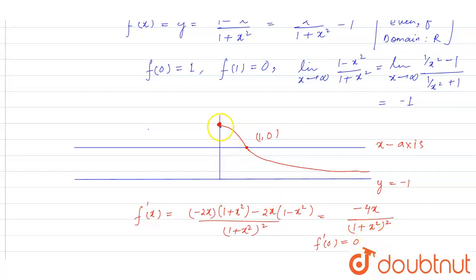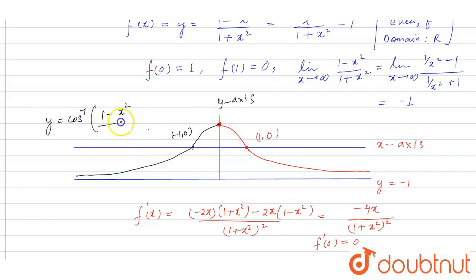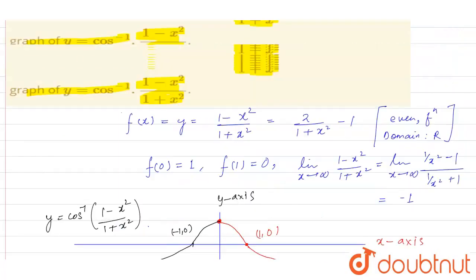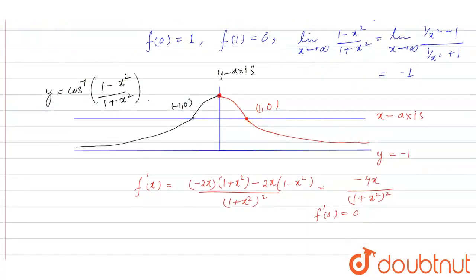So the function is differentiable and the function is an even function. So the same graph will get a mirror image with respect to the y-axis. Now this will pass through (minus 1, 0) also. So in this manner this graph will pass. So this is the graph of y is equal to (1 minus x square) divided by (1 plus x square). Sorry, this is the graph of (1 minus x square) divided by (1 plus x square), not cos inverse.